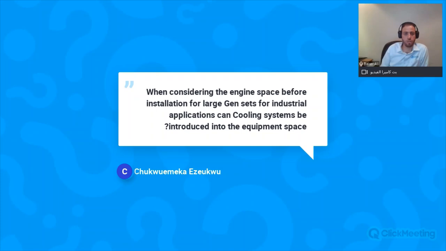When considering the engine space before installation for large generator sets for industrial application, can a cooling system be introduced into the equipment space? Can you explain this question more, please?